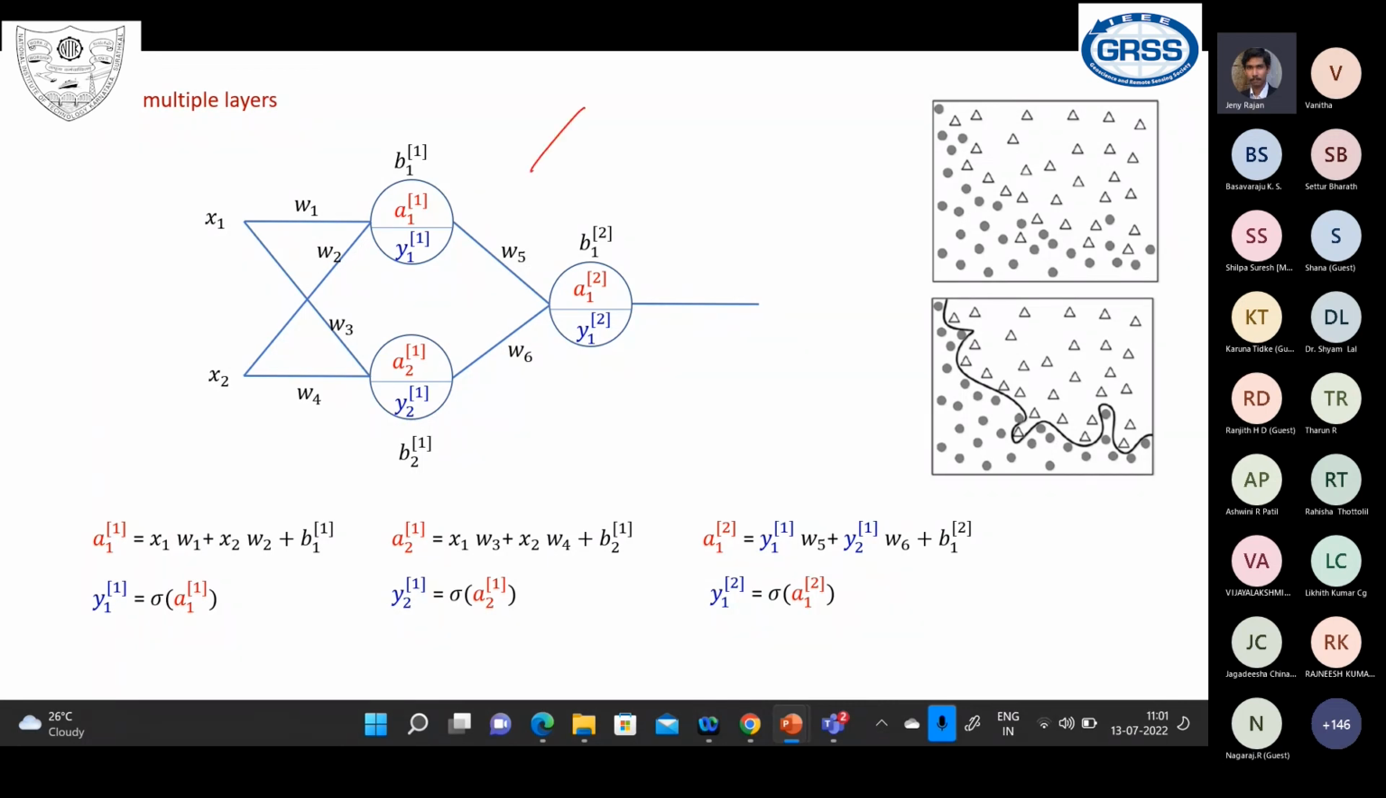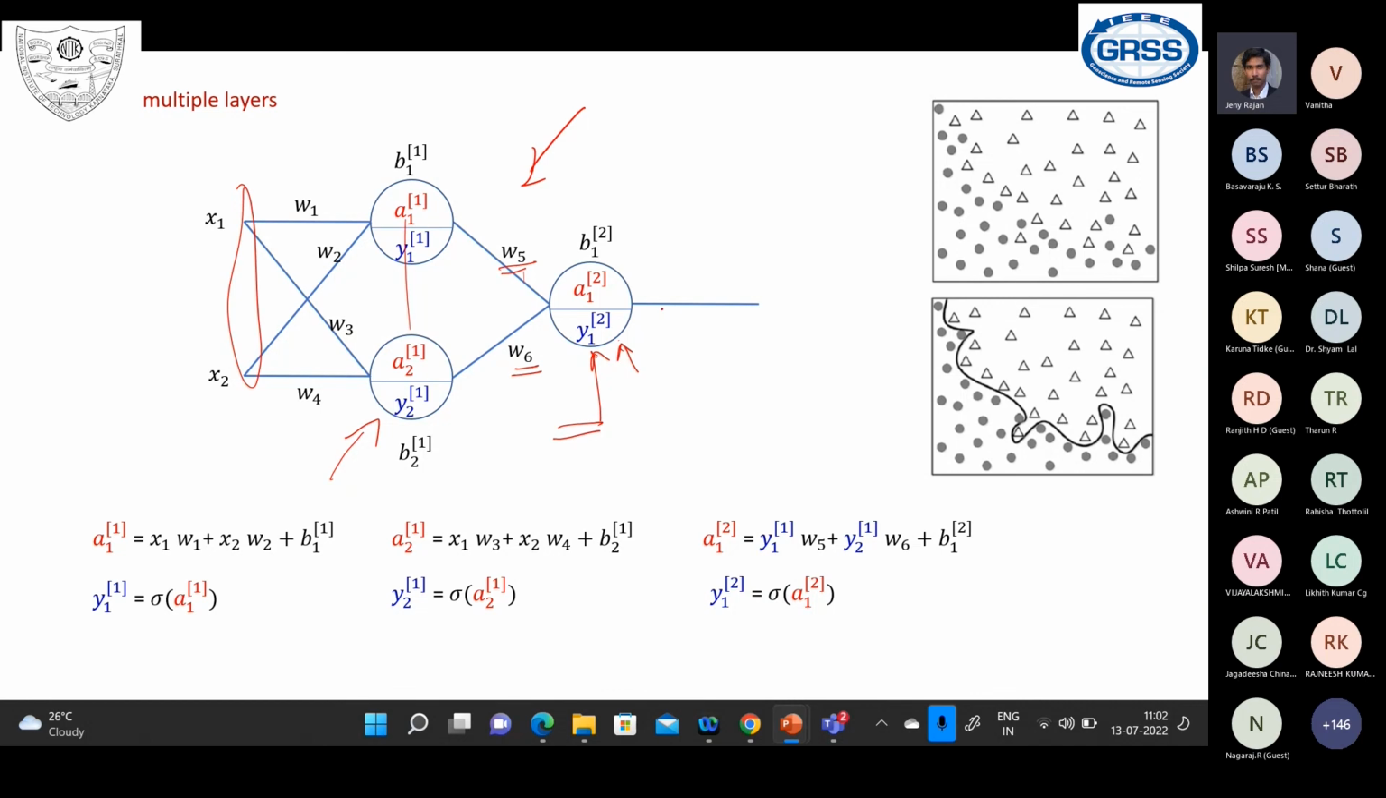If you look at this model, you can see we have an input layer, one hidden layer, and an output layer. In the output layer, we have one neuron, and in the hidden layer, we have two neurons, right? Now we know how to derive the weight updation formula. If you take this particular neuron, it is easy to come up with a weight updation formula for W5 and W6.